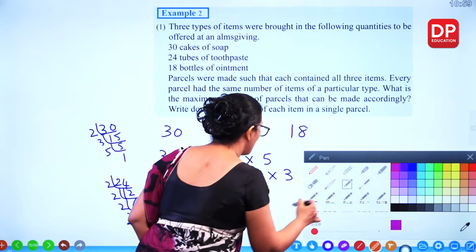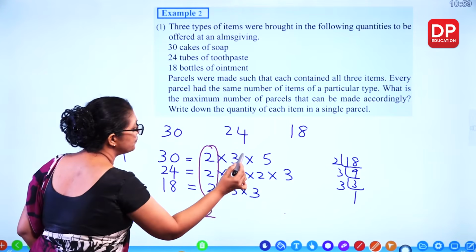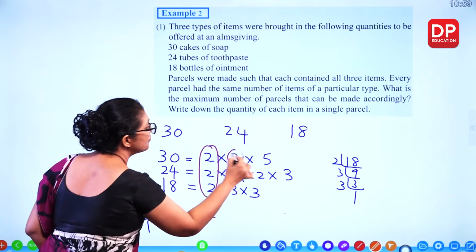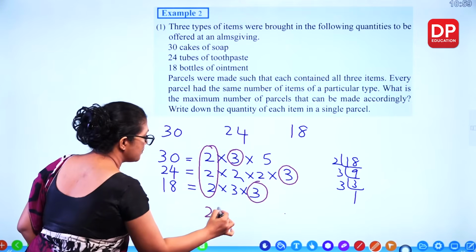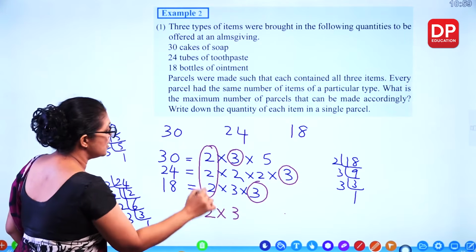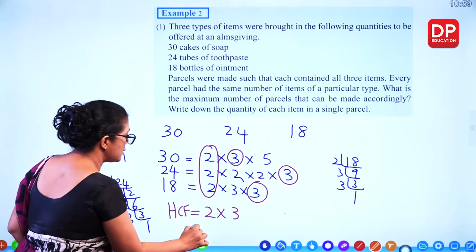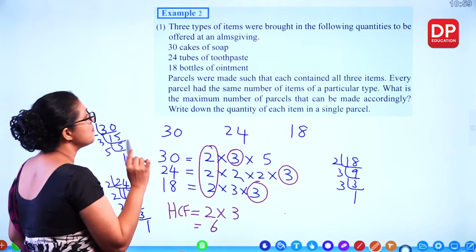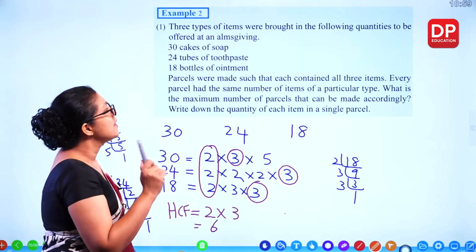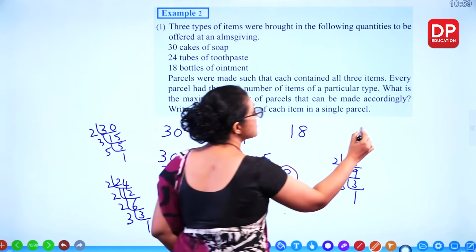Now, what are the common ones? 2, 3. That's all. So that means highest common factor is 6. That means you can make 6 parcels. So 6 parcels are there.